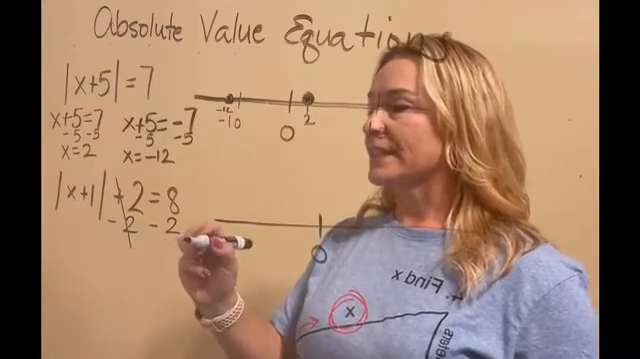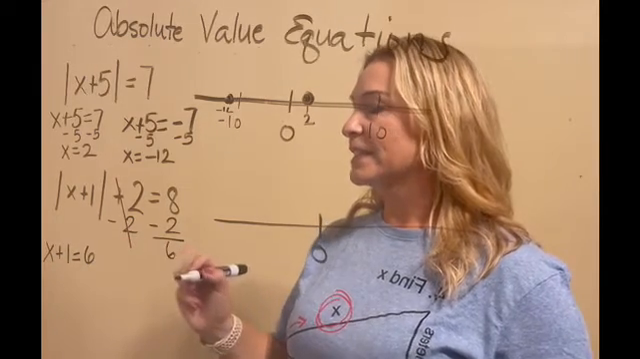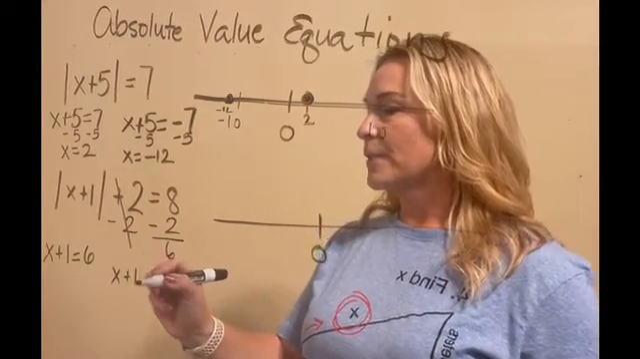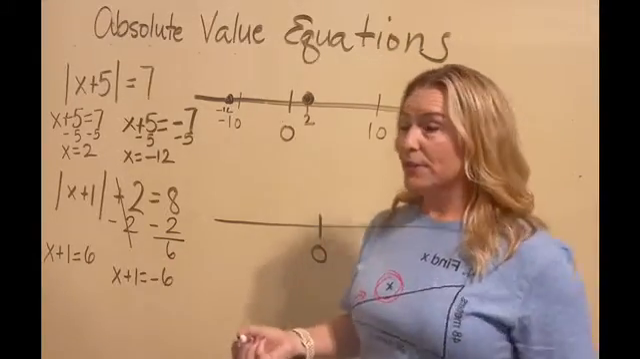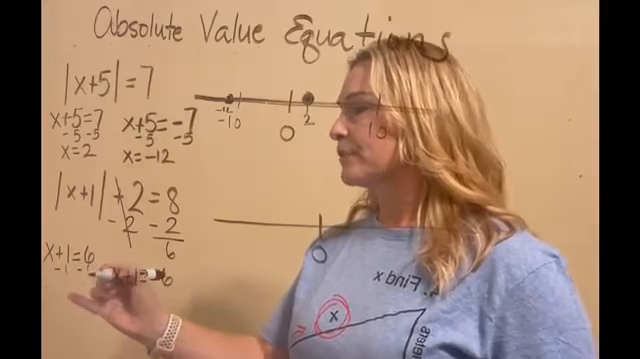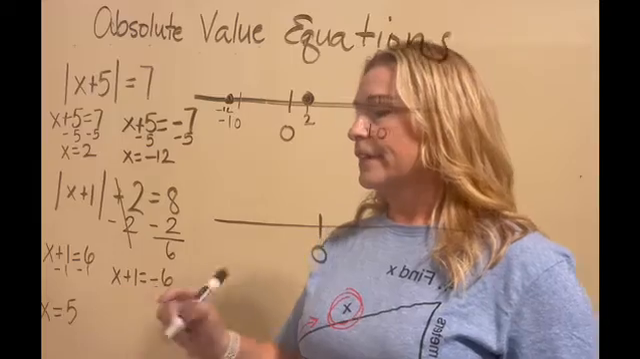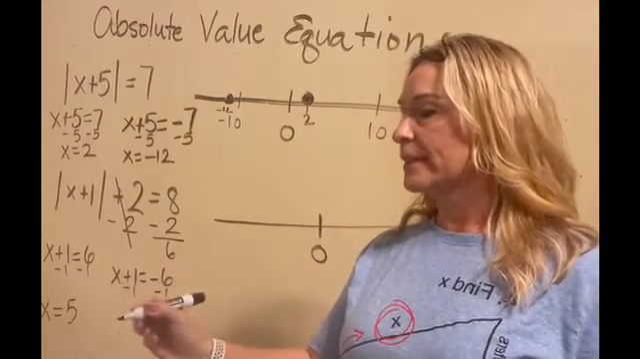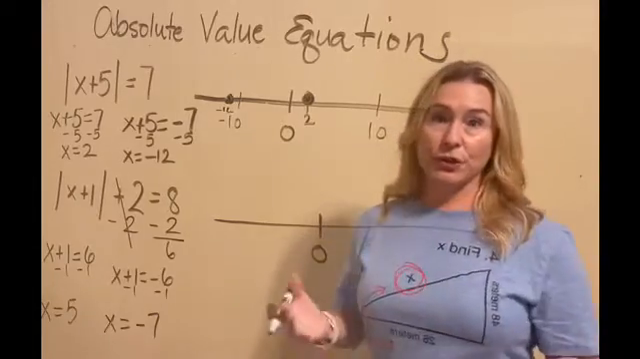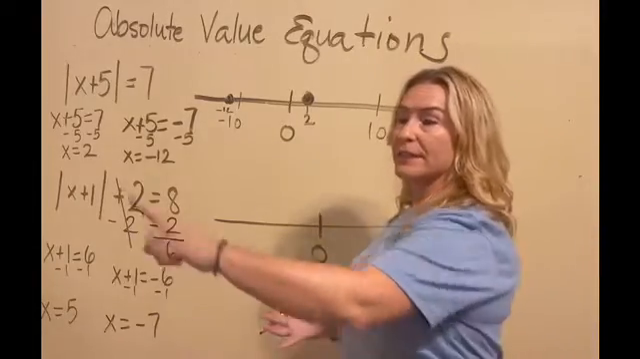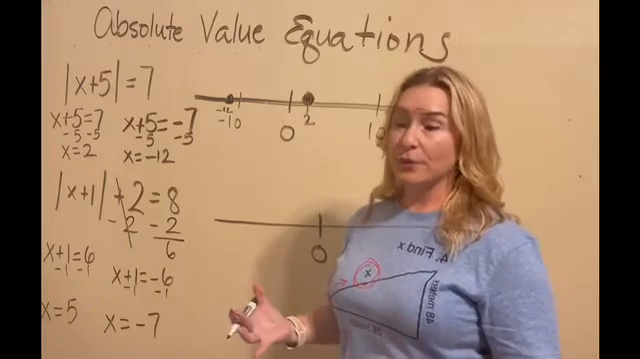So of course this is 6. So we'll have x plus 1 is equal to a positive 6, and x plus 1 is equal to a negative 6. From here I'm just going to solve. Subtract the 1 from both sides, so I have x is equal to 5, and then here same thing, subtract the 1, and x is equal to a negative 7. So again, two unique values that when substituted back in to the absolute value bars will then result in the same answer.